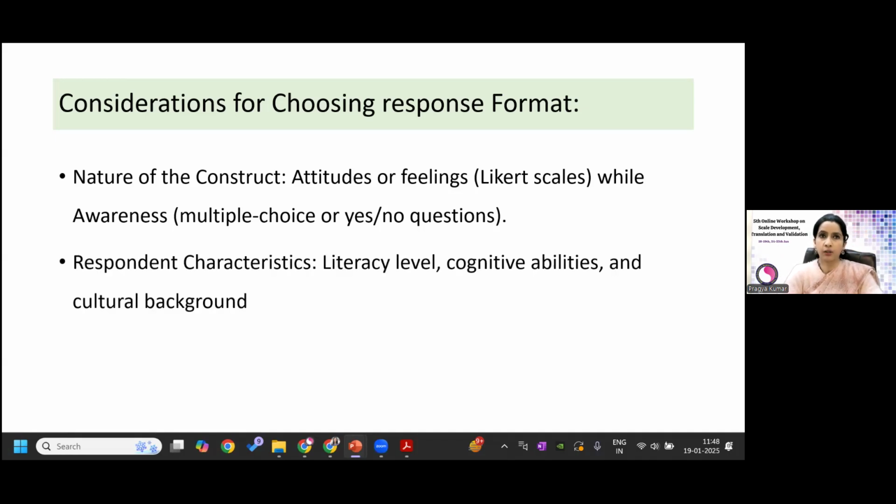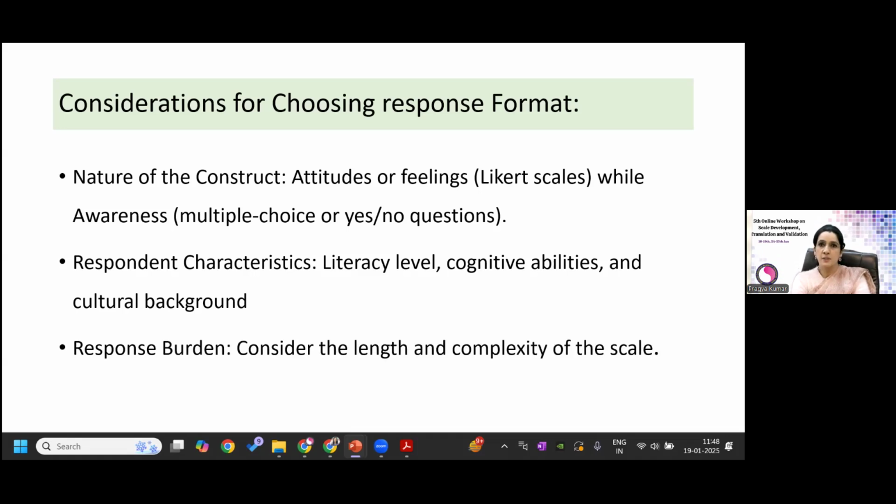And again, it depends on respondent characteristics like their literacy level and cognitive abilities. If you talk about the cognitive abilities of females here in Bihar, I should not say it is poor, but it is very difficult. Whatever you ask from them, they generally say, please ask this of my husband. I can't answer. Even for simple questions, they will say, please ask my husband. So that's the problem. You have to see the cognitive ability of the individual who is responding, and the cultural background also.